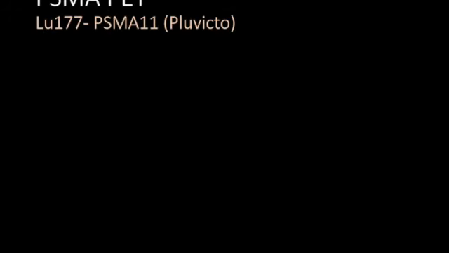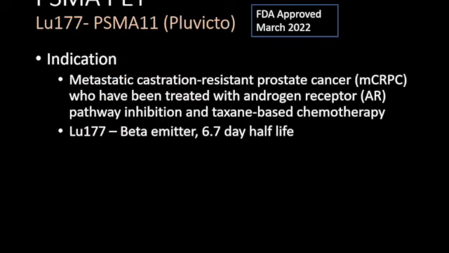Finally, I'd just like to mention a newly approved treatment radiotracer for prostate cancer, and that is lutetium-177 PSMA-11, trade name Pluvicto. This was FDA approved in March of 2022. It's indicated for metastatic castration-resistant prostate cancer in patients who have been treated with prior androgen receptor inhibition and taxane chemotherapy. This uses the PSMA tracer to localize to sites of prostate disease, but instead of an imaging radionuclide, it uses lutetium-177, which is a beta emitter. Beta particles are higher in energy and radiate the tumor with minimal toxicity to normal tissues.